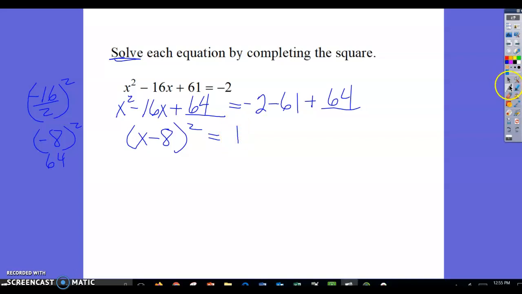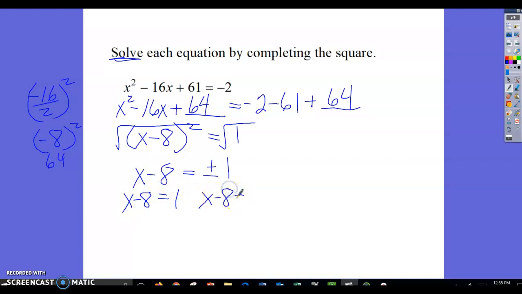From here it's easy to solve. I'm going to take the square root of both sides. Remember the little note: when you take the square root, make sure you do plus or minus. So I'm going to have x minus 8. The squared cancels the square root, so it's going to leave plus or minus. The square root of 1 is just 1. So I'm going to have x minus 8 equals 1 and x minus 8 equals negative 1. This gives me my two answers. If you forget your plus or minus, you're going to be missing one of your solutions. So I'm going to add 8. x equals 9. Add 8.